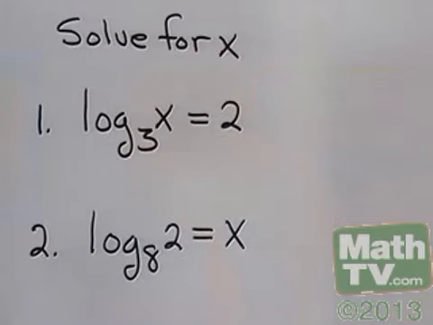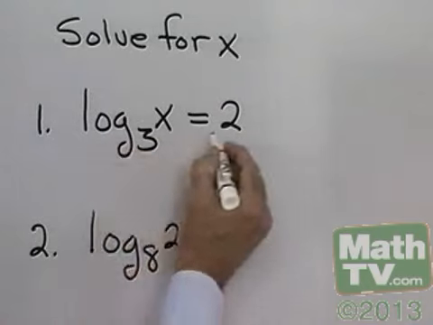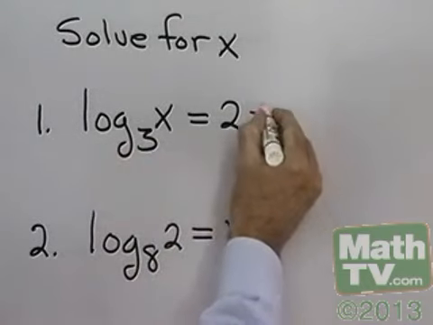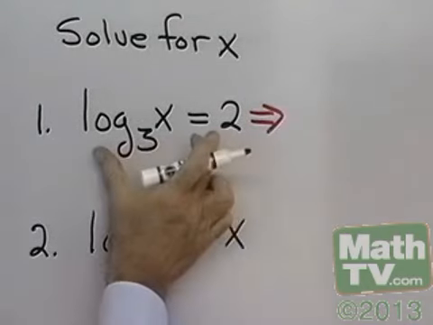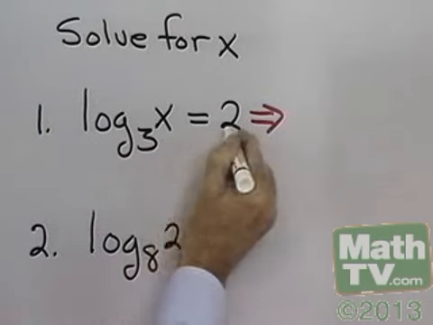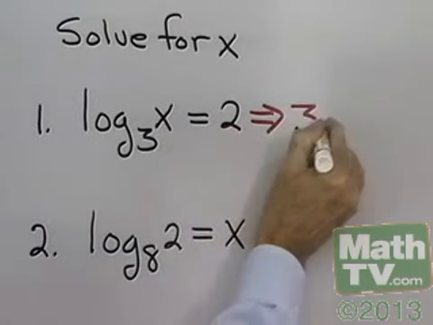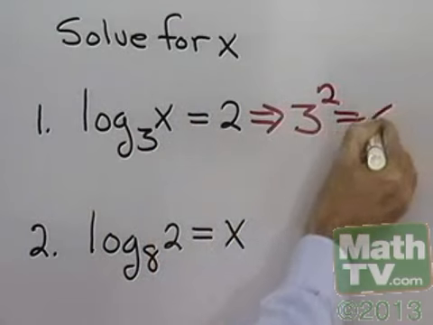Here's some more problems. Let's solve for x. I have log base 3 of x is equal to 2. I'm not as familiar with logarithmic form, so I'm going to change this into exponential form. This is equivalent to 3 to the 2 is equal to x. 3 to the second power is equal to x.